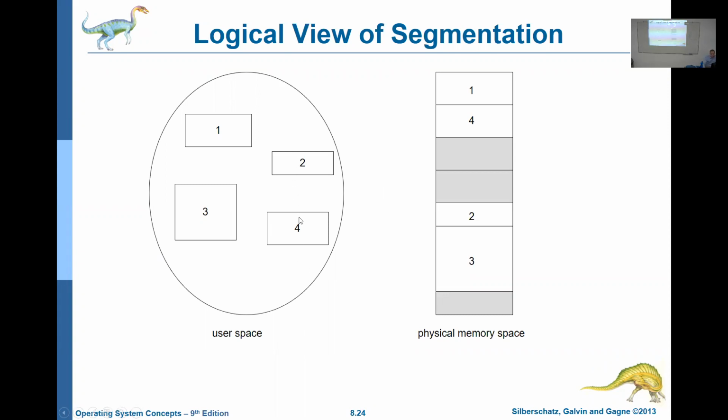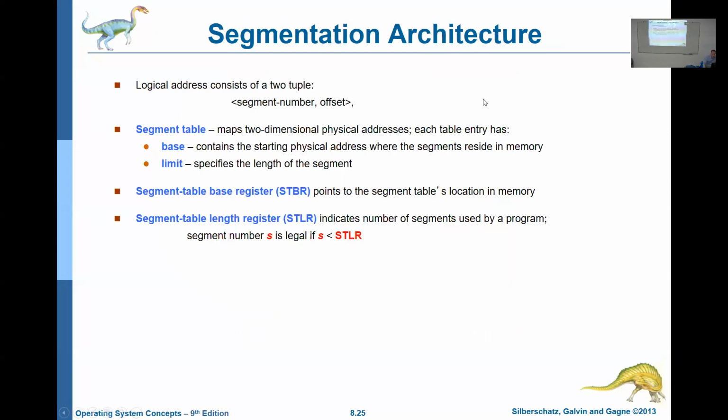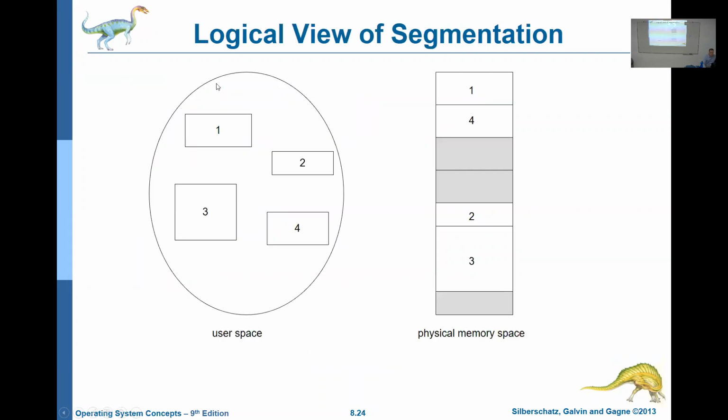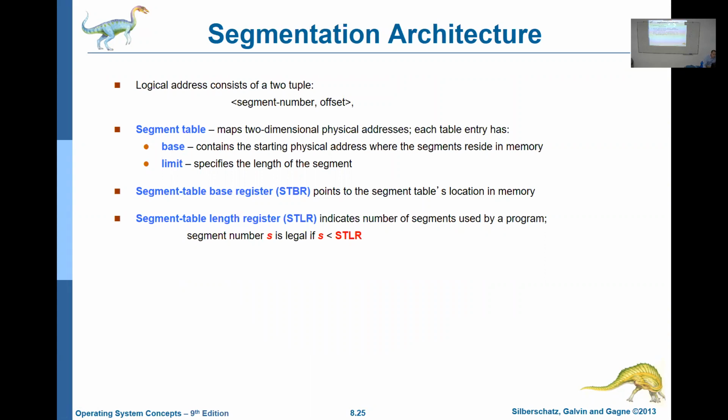So when I want to jump to someplace in 4, I have to tell it, first of all, that I'm going to 4, and second of all, how much from the beginning of 4. Now the operating system is going to have to keep track of this second thing, this base and limit, where 4 actually is in physical memory. Segment table base register points to the segment table's location in memory. So the operating system is going to keep track of an STBR, a segment table base register, where each segment is. This first square bullet is what the program is keeping track of. The program has a segment number and its offset. The operating system has to keep track of the other bullets here, the segment table base and the length.